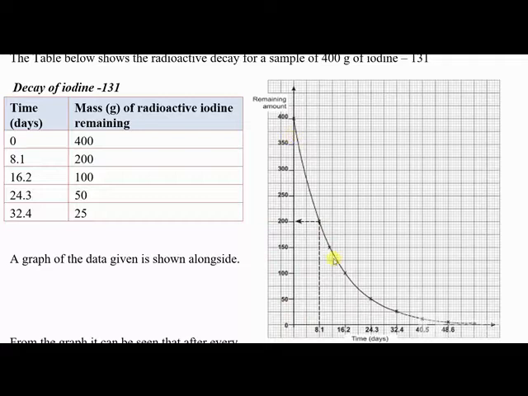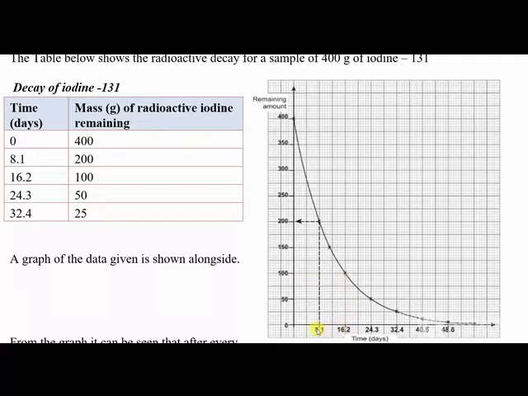Now I want you to find the time taken for this 400 to decay to half its original mass. The half of 400 is 200. So look from 0 to 8.1, this is time in days. So it will take 8.1 days to decay to a half of the 400, which is 200. Now a half of 200 is 100. So go across 100, come down. You find it will take 16.2 days to decay to 100.